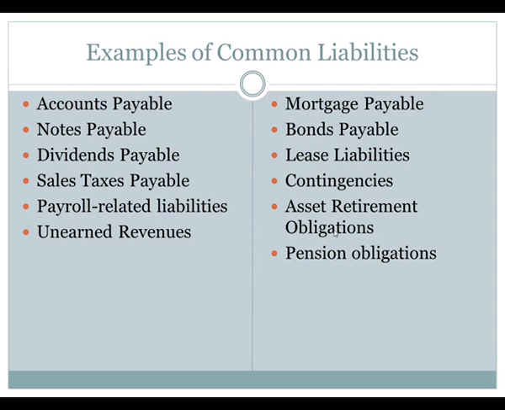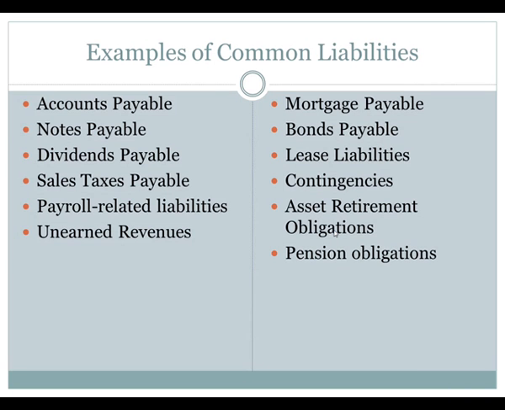Accounts payable, notes payable, dividends payable, those sorts of liabilities and obligations we generally expect to satisfy by the distribution of cash. Accounts payable, for example, we buy goods and services on account and we agree to pay for those at some point in the near future, typically within 30 days. Unearned revenues is a liability, but is a little bit different in that unearned revenues is the result of collecting cash in advance of providing goods or services to a customer.